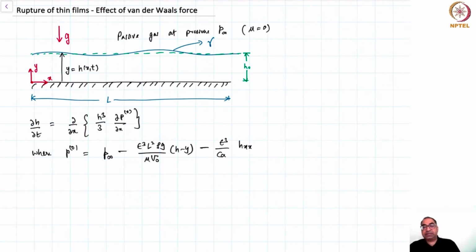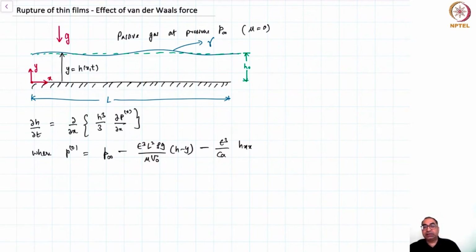Similarly, you would expect surface tension to be a stabilizing force, because any undulations that you create on the thin film lead to an increase in the surface energy, and this would be unfavorable, and therefore you would expect that surface tension would cause the thin film to return to its original flat, undisturbed state.